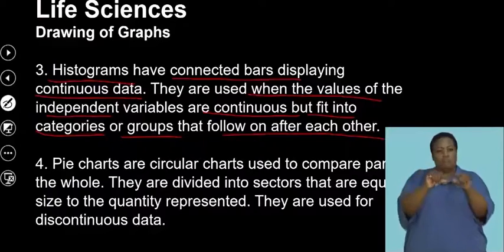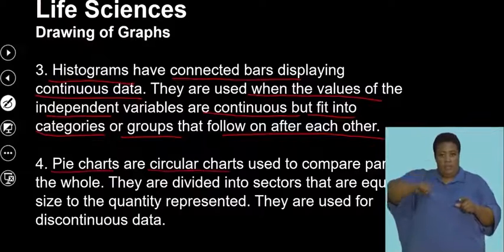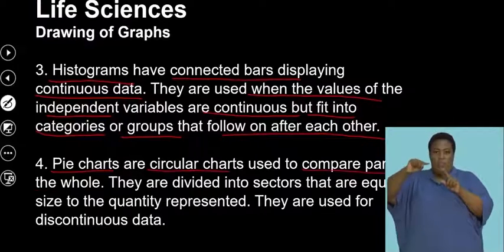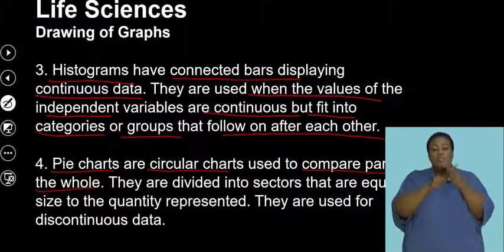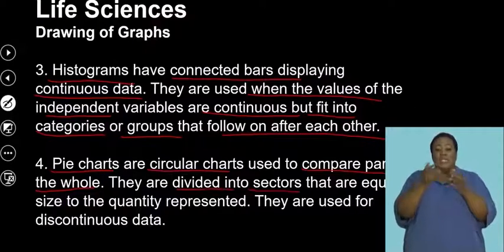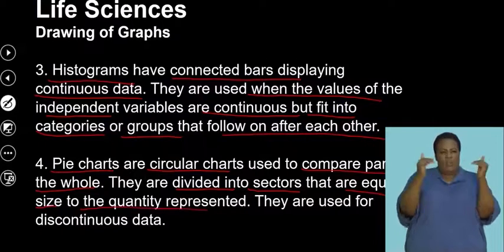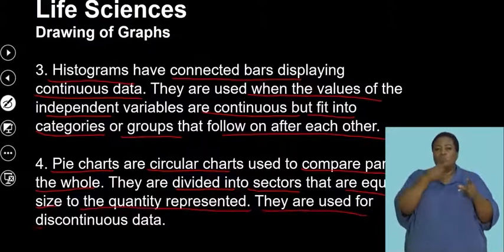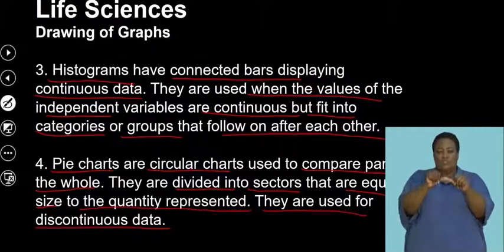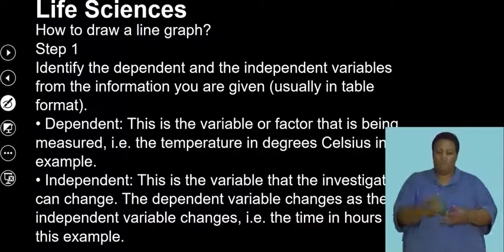Okay, the fourth type of graph are pie charts, and these are basically circular charts that are used to compare parts of the whole. So we say that that's an illustration of how different proportions make up the complete set of information. These are divided into sectors that are equal in size and to the quantity represented. So we say proportionately. They are often used for discontinuous data. And we'll look at examples of how a pie chart is plotted.